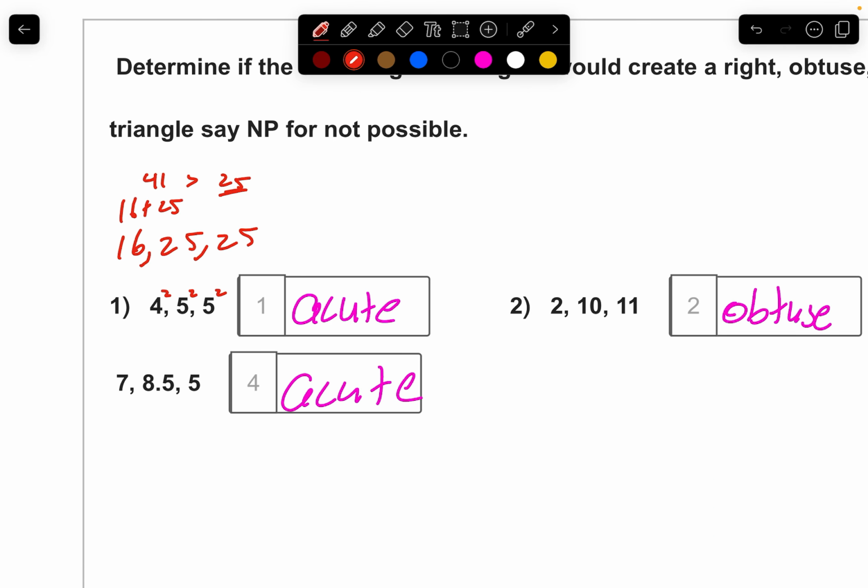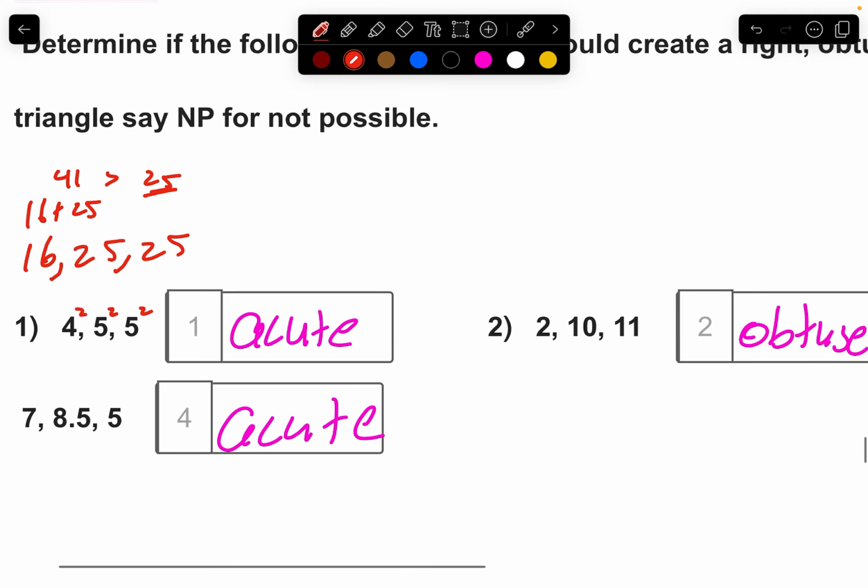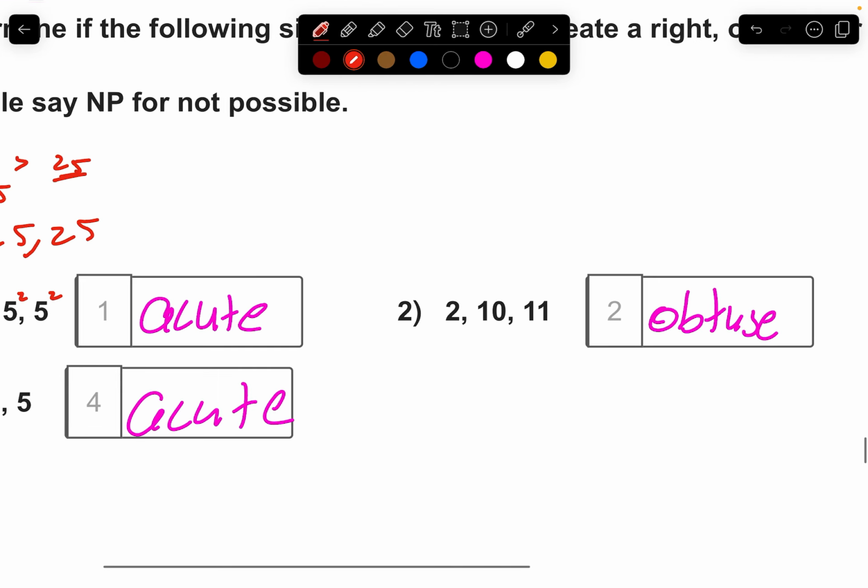That's in the lesson that we did. If c squared is smaller, that means 90 degrees got smaller. If c squared is bigger, that means 90 degrees got bigger. And since c squared is smaller, 90 degrees got smaller, that means the triangle only has acute angles.